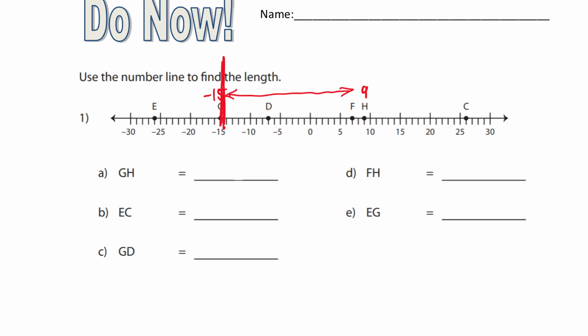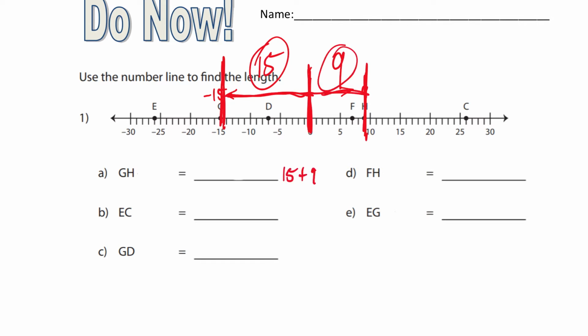From negative 15 to 0 is 15 units. And then from 0 to 9, obviously, is 9 units. So you have 15 from here to here, and you have 9 from here to here. Basically, if you just add those two, that'll give you the total distance between those 2 points, 15 plus 9. That should be 24 units.